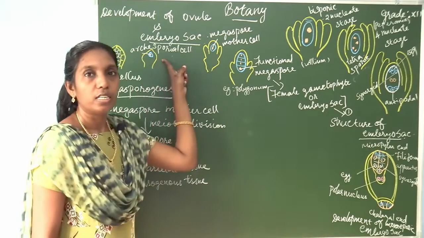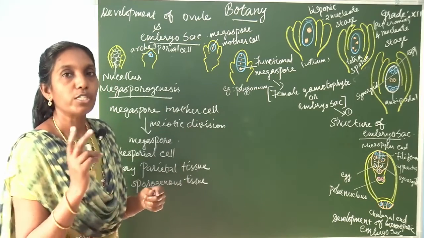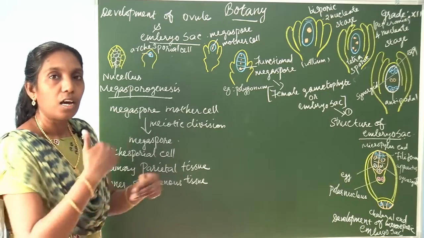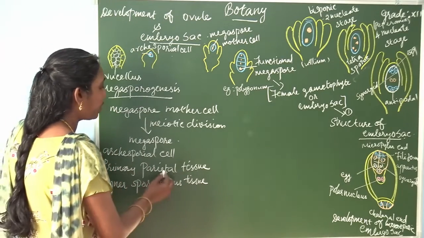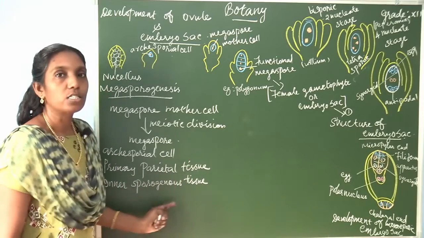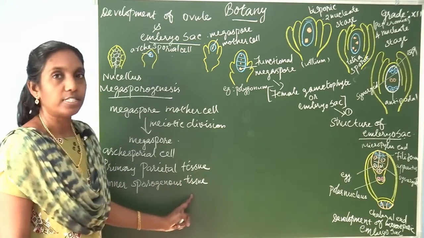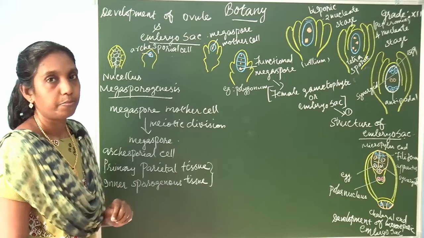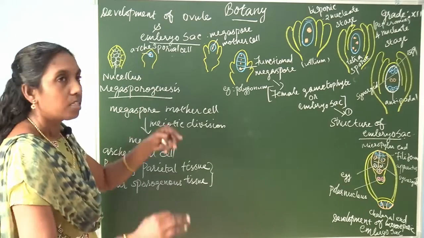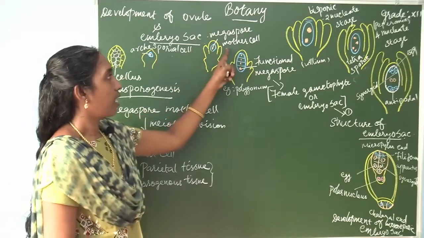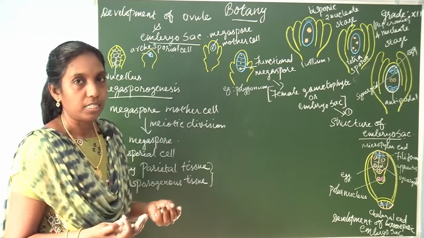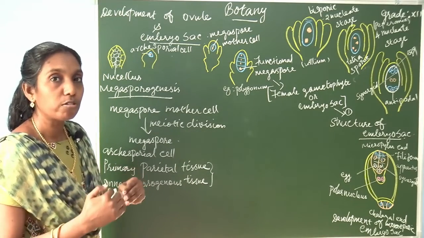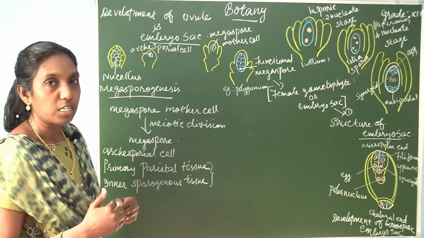When the archesporial cell undergoes division, it forms two kinds of cells, one forming the outer region and another forming the inner region. The outer layer is called the primary parietal tissue. The inner layer is known as the primary sporogenous tissue. These two are derived from the archesporial cell. Or else this archesporial cell directly functions as the megaspore mother cell. The inner sporogenous tissue becomes the functioning megaspore mother cell.